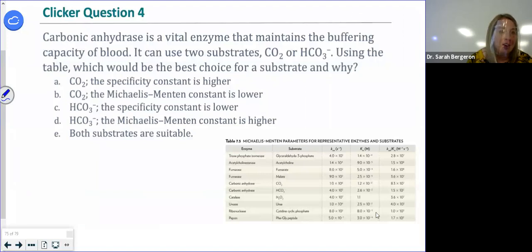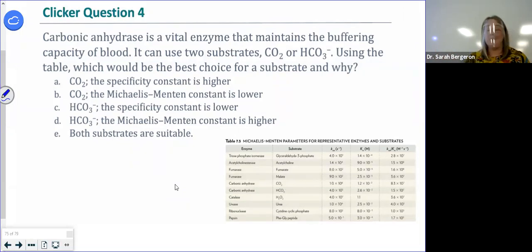Okay. So here's an example of something I might ask you, right? So we have an enzyme. It's called carbonic anhydrase. So it maintains a buffering system in our blood, right? It can use two different substrates. So we have one enzyme, we have two substrates. Use the table to determine the best choice for substrate and explain why.